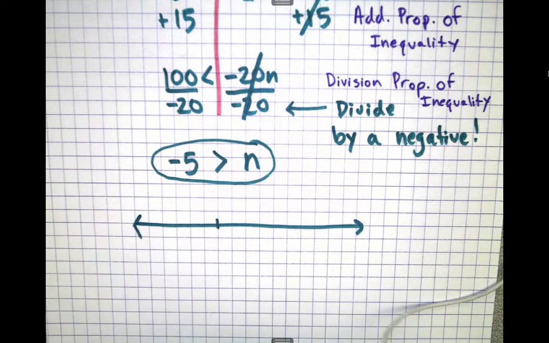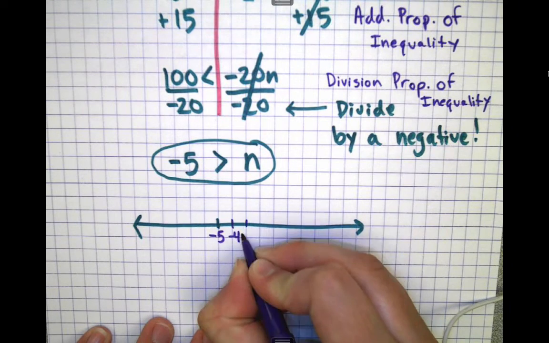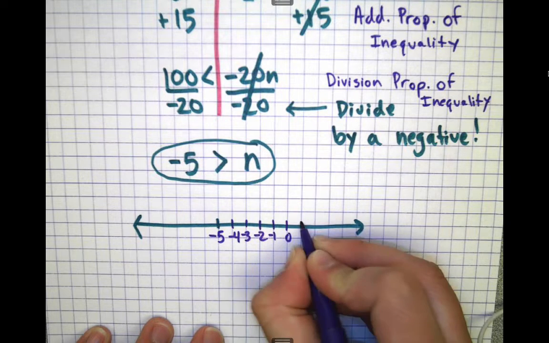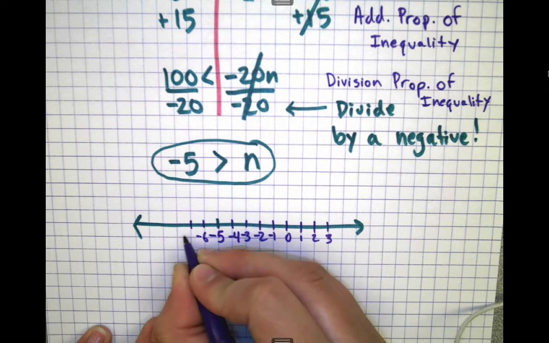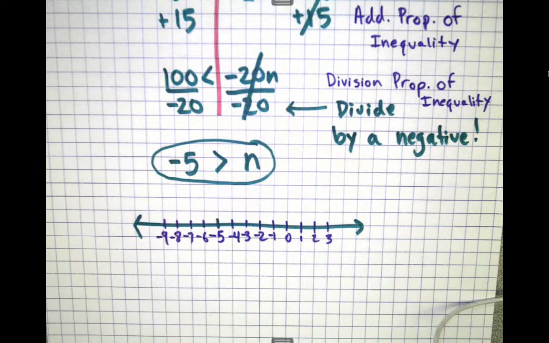And then I'm going to put the numbers that go around it. So if this is negative 5, I guess this will be negative 4, negative 3, negative 2, negative 1, 0, 1, 2, 3, and I'll go the other way, negative 6, negative 7, just a few numbers both directions. I'll stop at negative 9. And then we've got to graph our solution.